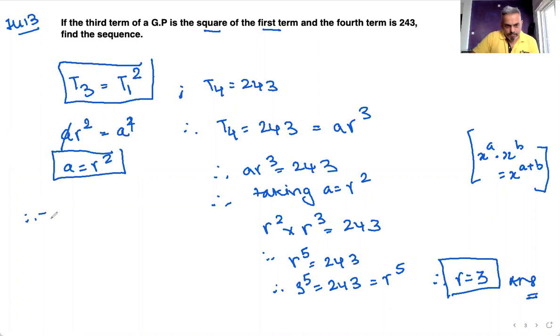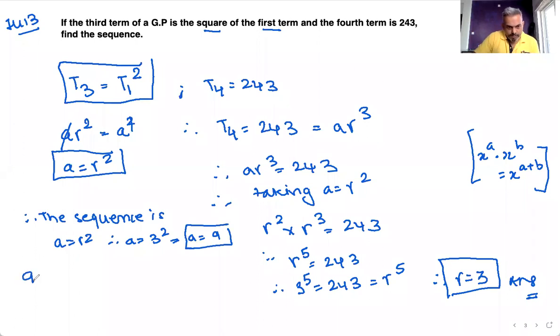Therefore, the sequence is first term. So we have to first find A. So let's find A. A is equal to R square. Therefore, A is equal to 3 square. So A is equal to 9. So 9 into R is 27. 27 into 3 is 81. 81 into 3 is 243. So on and so forth.